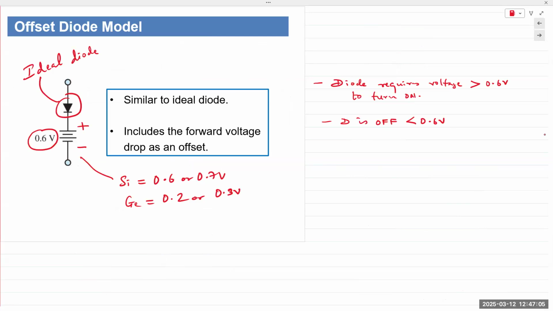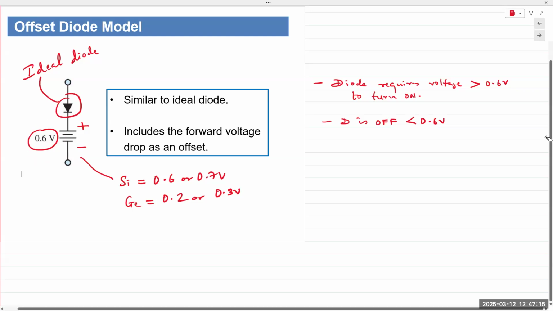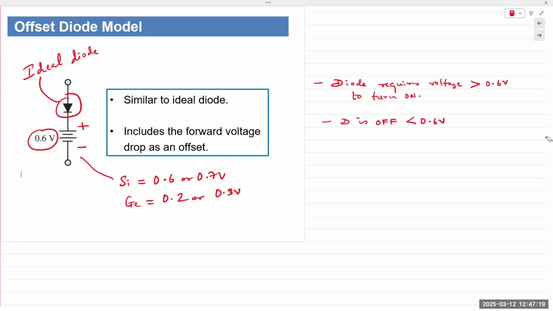In forward bias, it's a short circuit with a voltage source. So the voltage source, here we say 0.6 volts. In the problem, I would state either 0.6 or 0.7. If it's not given, assume whatever you want. But it's a voltage source of 0.6 or 0.7 volts. Okay, so the ideal diode and this offset diode model are exactly the same. No difference, except in forward bias, you have a voltage source.